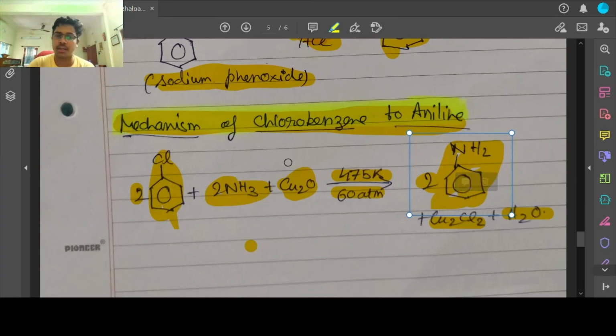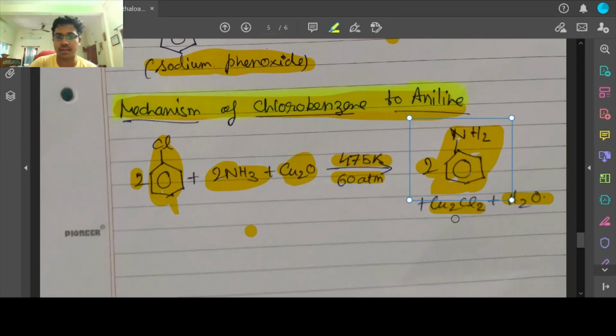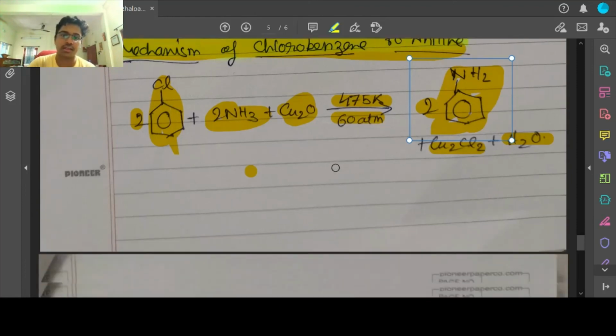I guess if you didn't know this earlier, just go through this, take a printout of the notes and go through this. Just remember the temperature and pressure conditions also, and know that Cu2O is used here. So chlorobenzene plus 2NH3, with Cu2O, pressure and temperature conditions, gives 2 moles of aniline plus Cu2Cl2 plus H2O. I hope you are clear, right? So let us move on.